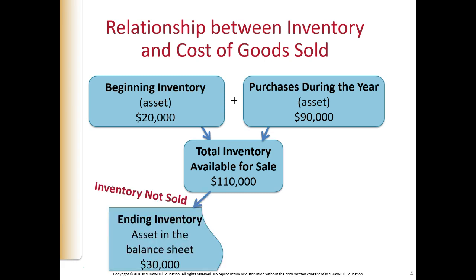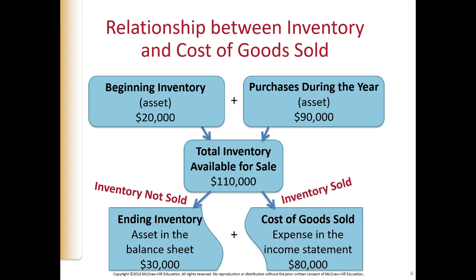At the end of the year, the cost of the items you did not sell is your ending inventory. And so in this case, let's say we had $30,000 of inventory we did not sell as of the end of the year. But that means the other part of the $110,000 is the cost of the inventory we did sell, and so that's labeled as cost of goods sold.